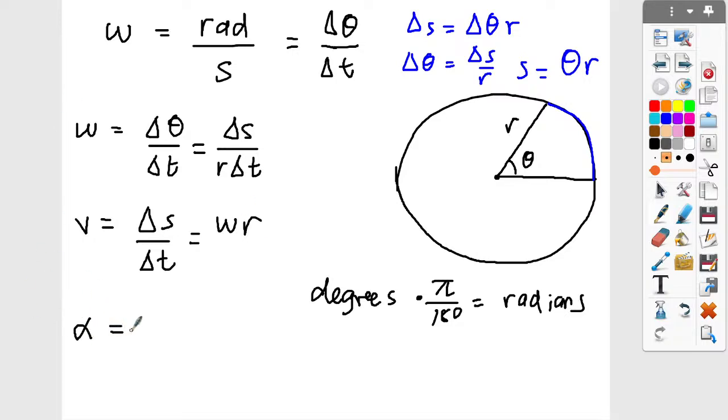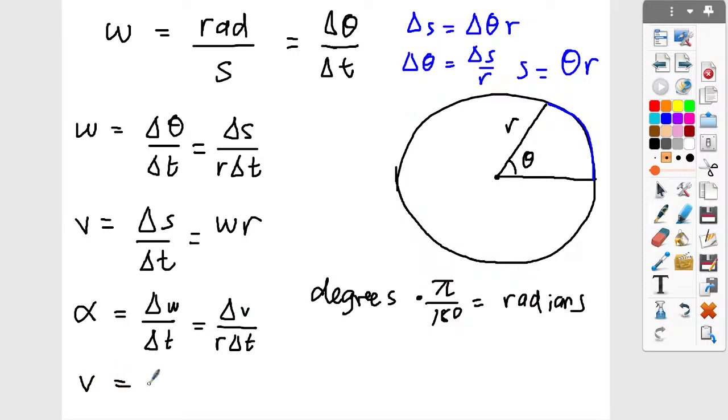The acceleration, which I will use alpha, is equal to the change in omega over the change in time, which is equal to the change in v over r times the change in time. Or I'm sorry, acceleration is equal to the change in v over the change in time. So that's equal to alpha times r.